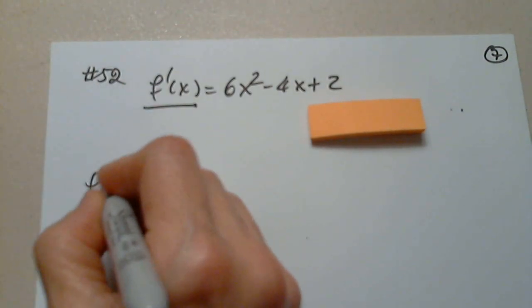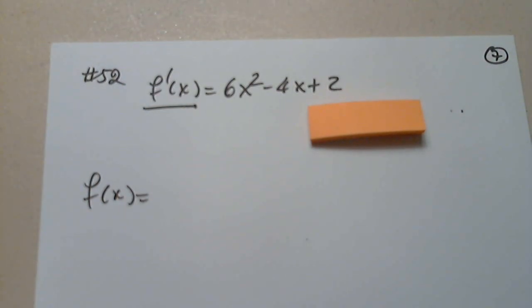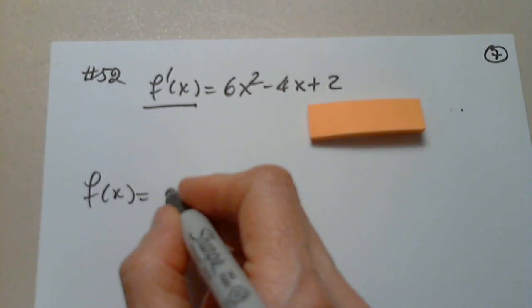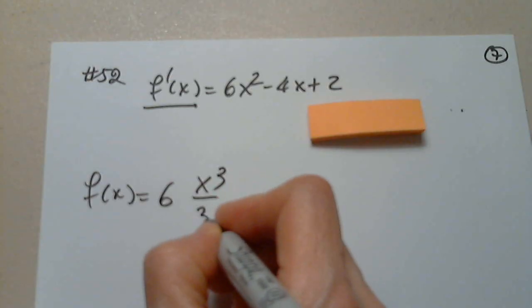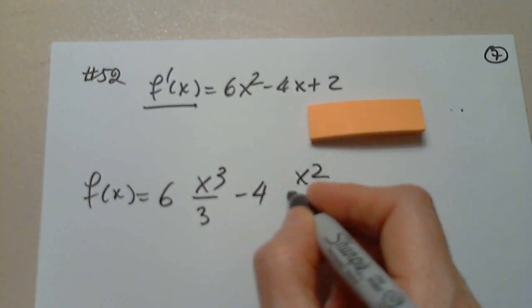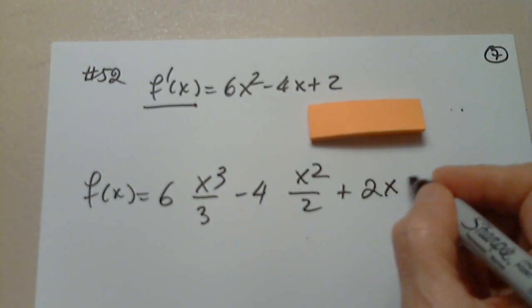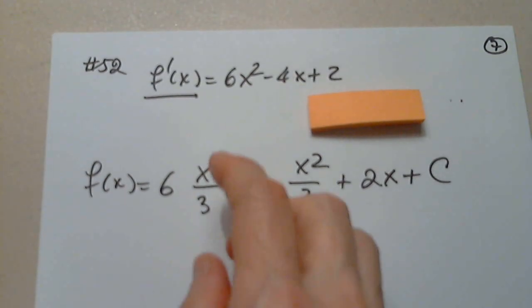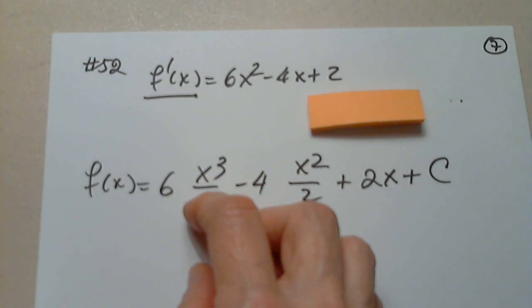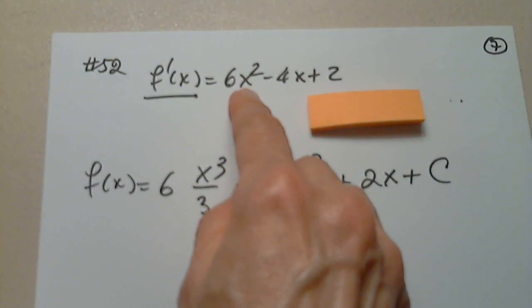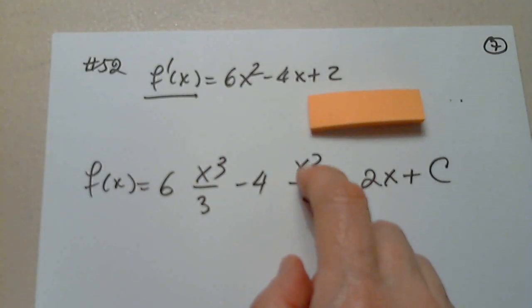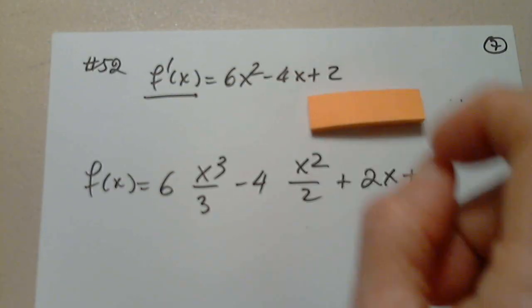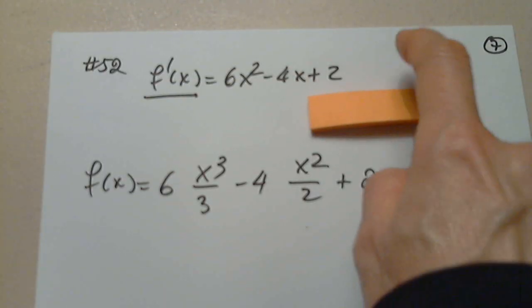Now, can I find the function? Yes, by anti-differentiating the derivative. So I have 6 x to the 3rd over 3 minus 4 x squared over 2 plus 2x plus a constant c. How come? Because when I differentiate x to the 3rd over 3, I get x squared. When I differentiate x squared over 2, I get x. When I differentiate 2x, I get 2. And when I differentiate c, I get 0.